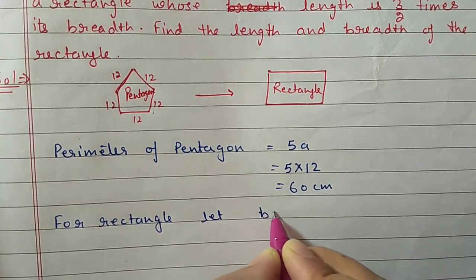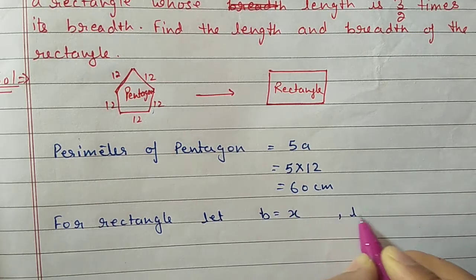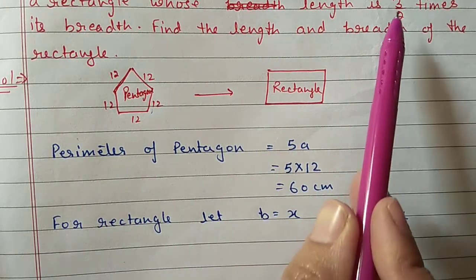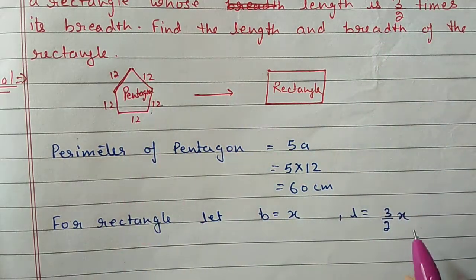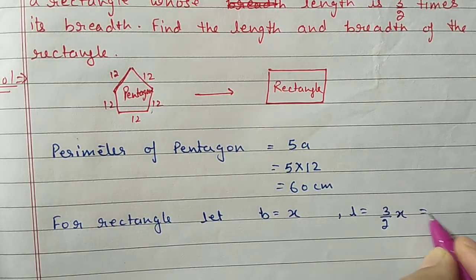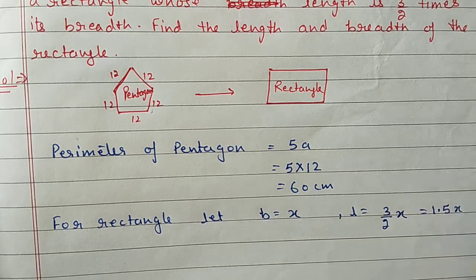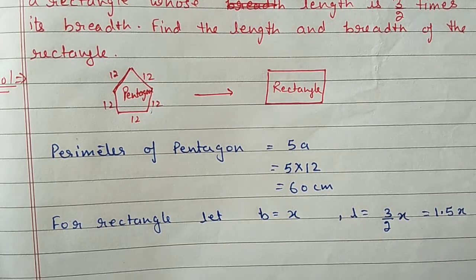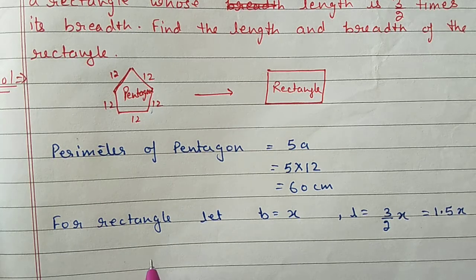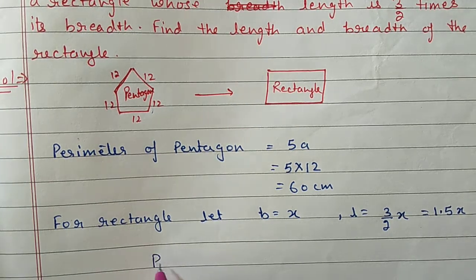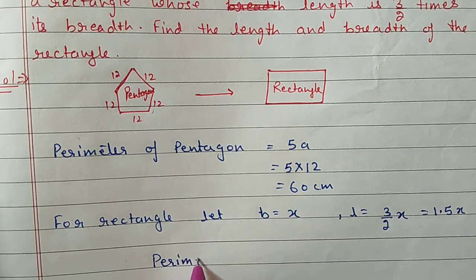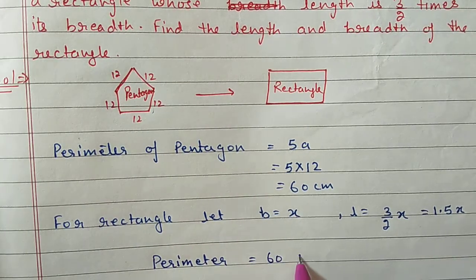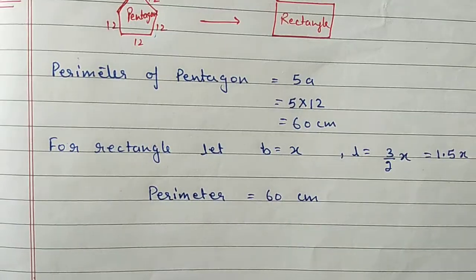let breadth is equal to x, then length will be 3 by 2 of x. It is given in question, 3 by 2 times of breadth. 3 by 2 times you can write as 1.5x also. So if breadth is x, then length will be 1.5x. So we can find out the perimeter. Perimeter is equal to, this perimeter will be 60 centimeter, and then we can apply formula this side.